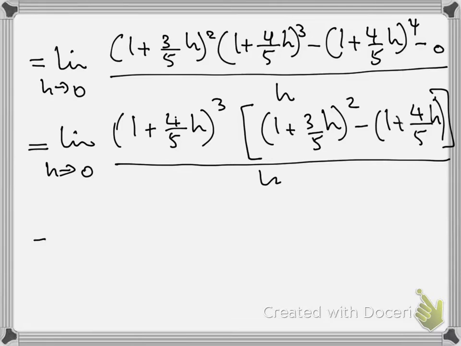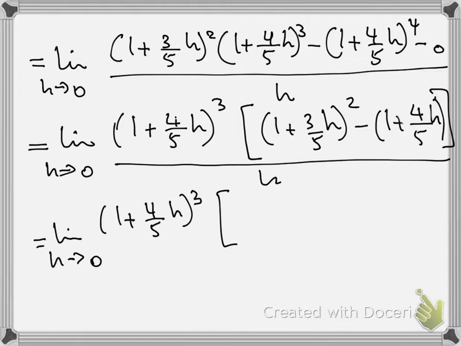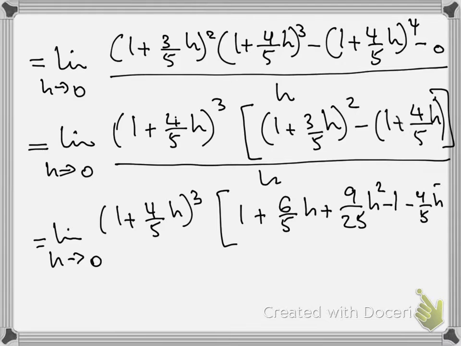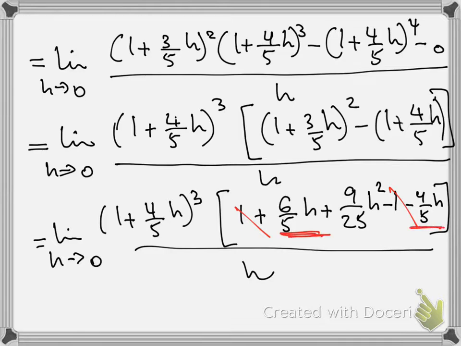Okay, so that's the limit as h goes to 0 of (1 + 4/5 h) cubed. So here we can expand this square, so it's 1 plus 6/5 h plus 9/25 h squared, minus 1 minus 4/5 h, the whole thing over h. So here you can see you can cancel out 1 minus 1, it's just 0. Right, this is 6/5 h minus 4/5 h, that will be 2/5 h.